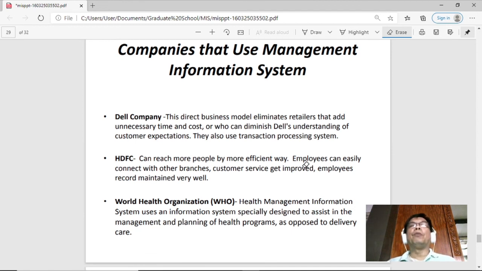HDFC can reach more people in a more efficient way. Employees can easily connect with other branches. So customer service gets improved, and employee records are maintained very well. The World Health Organization health management information system uses an information system specially designed to assist in the management and planning of health programs, as opposed to delivery of care.